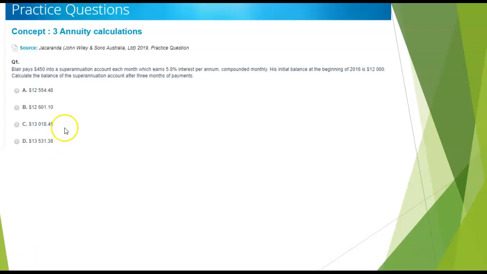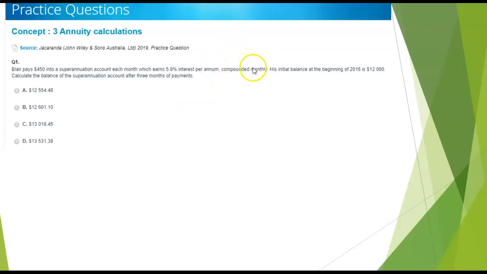So this time we're going to be looking at either using the annuity formula or using the recurrence relation. Blair pays $450 into a superannuation account. So that's going to be the M value. For 5.8% interest per annum compounded monthly.